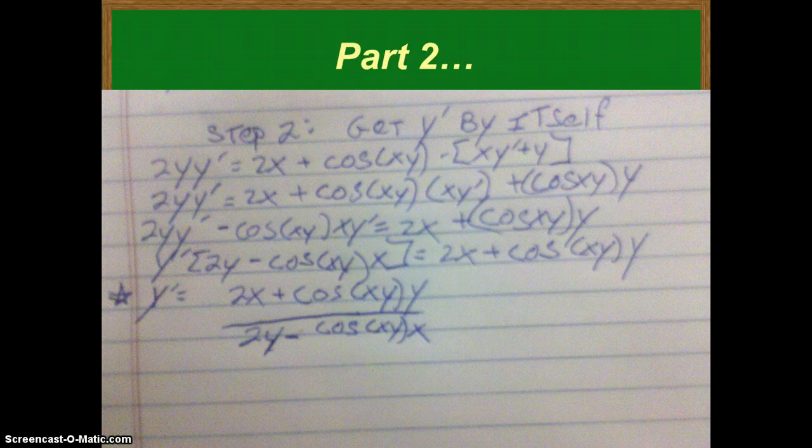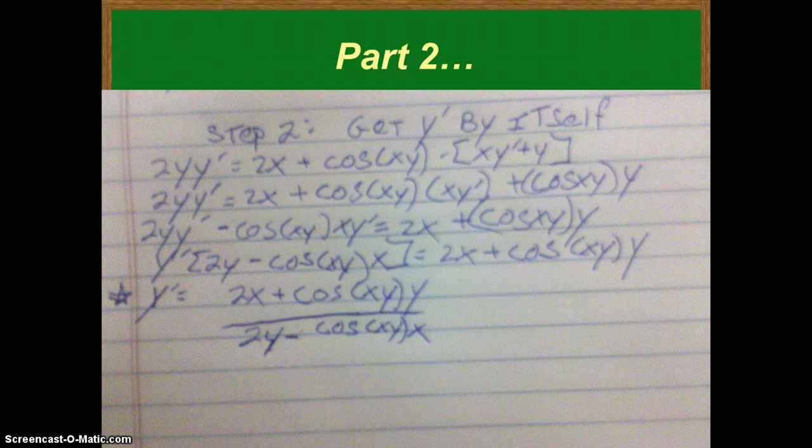Solving for y prime, I'm going to divide through by the quantity 2y minus cosine of xy times x, and I get y prime equals 2x plus cosine of xy times y all over the quantity 2y minus cosine xy x. Now, I cannot find the derivative with just one value of x.